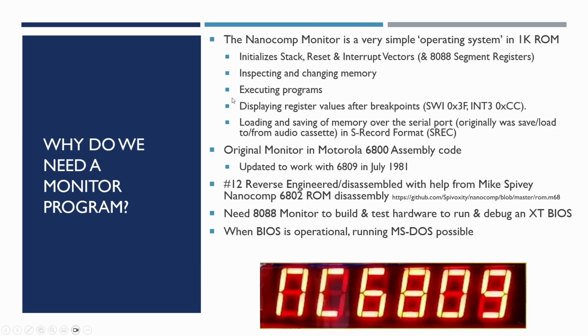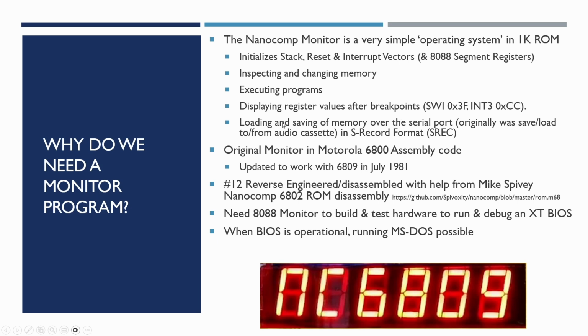So the Nanocomp Monitor is a very simple operating system. It was originally just running in 1K of ROM, although there was another 1K of sample programs, which we won't worry about. What it does is initialize the system stack and the reset and interrupt vectors, and in the 8088 version, we also need to initialize the segment registers. It allows us to inspect and change memory, execute programs, and display register values after breakpoints. On the 6809, that was a software interrupt, which was 3F. And the equivalent on 8086 is int3, which is CC. It's a special version of the interrupt command that just fits in one byte.